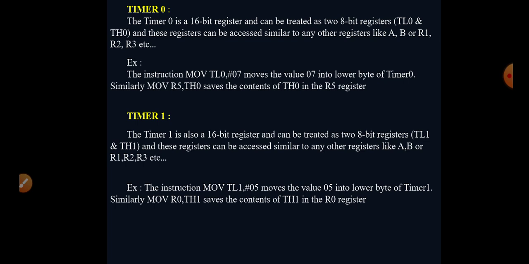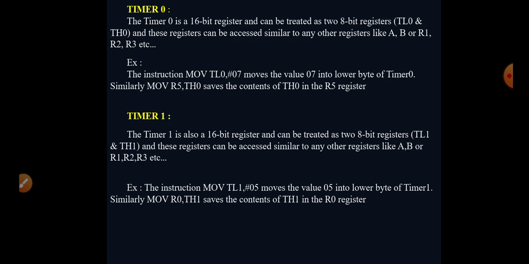Then you have timer 1. Timer 1 is also a 16-bit register and can be treated as two 8-bit registers, TL1 and TH1, and these registers can be accessed similar to any other registers. These two timers, timer 0 and timer 1, share two special function registers, that is TMOD, the timer mode register, and TCON, the timer control register. These two registers, the mode register and control register, control the timer, and each timer also has two SFRs dedicated to itself.